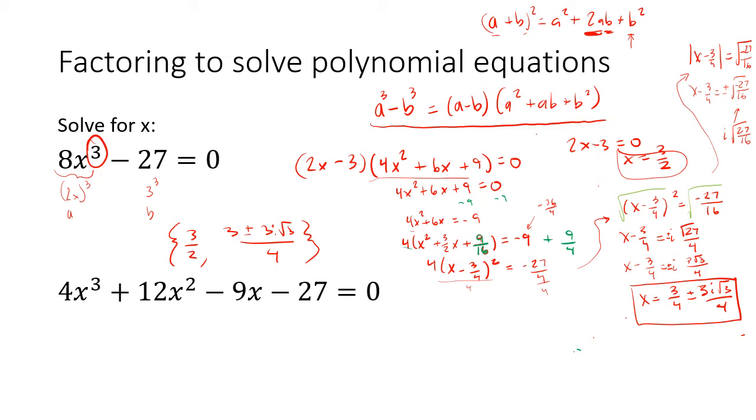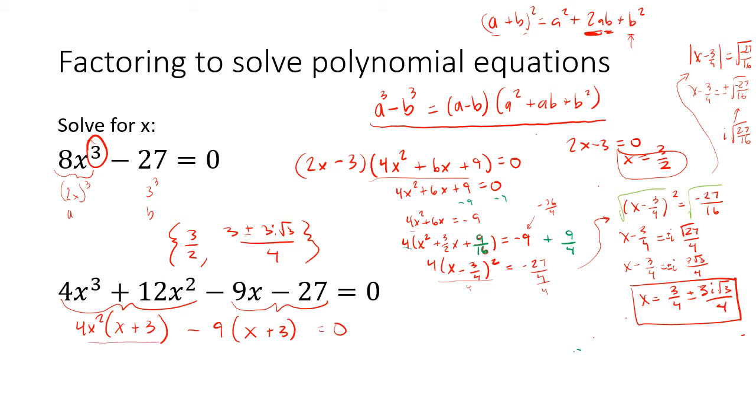This next problem, although it looks even more complicated, really isn't. We're just going to look at these first two terms and see what's the greatest common factor. It's 4x squared. What's left over would be x plus 3. Then we're going to look at these two terms. The greatest common factor is -9, so left over is x plus 3.